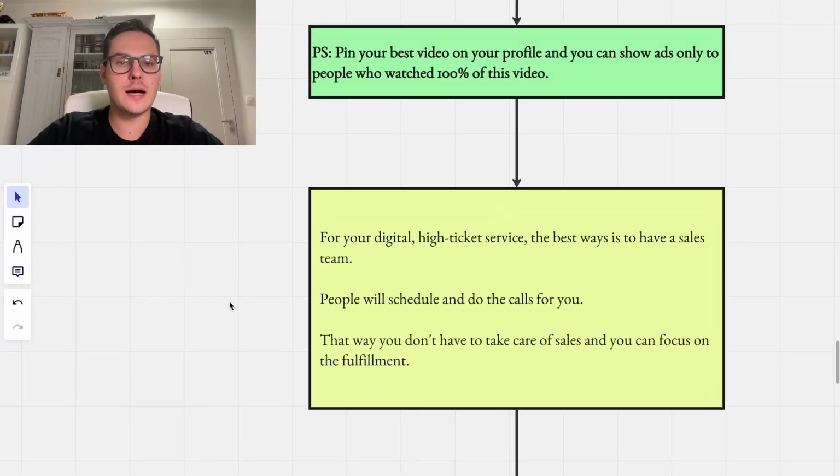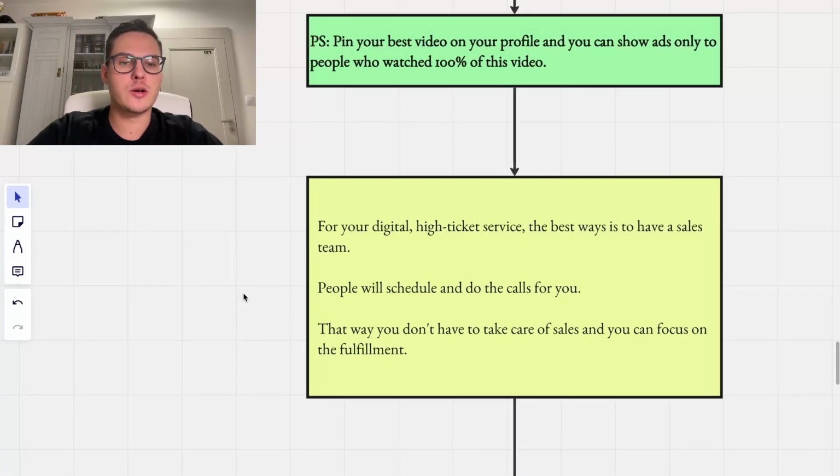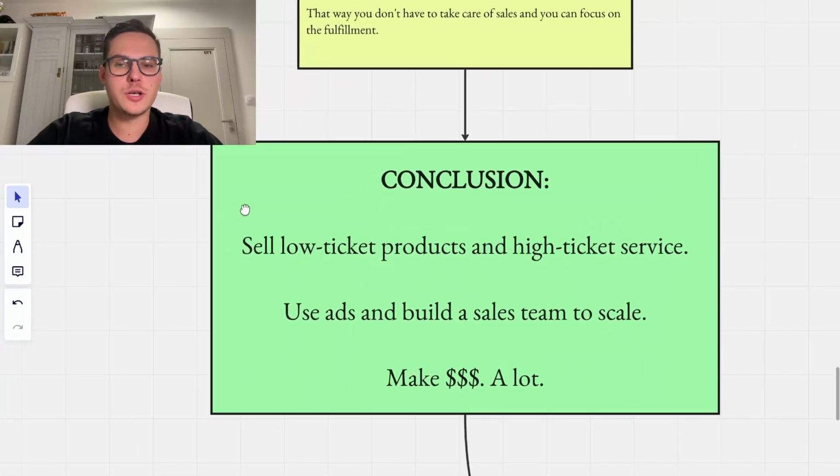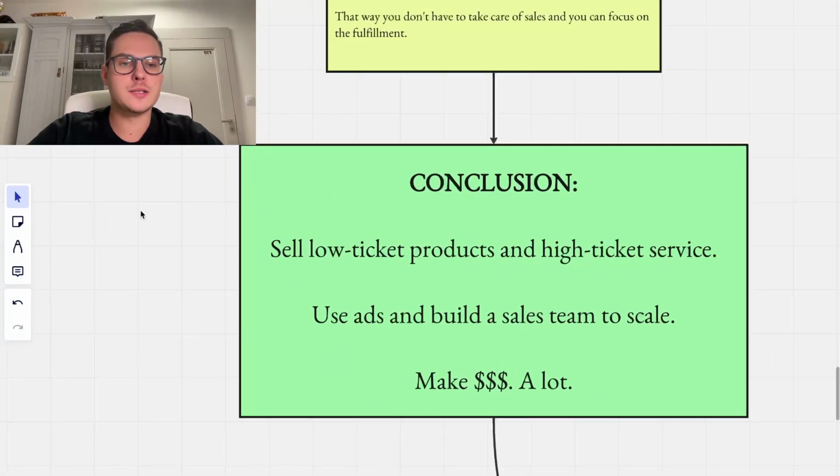And for your digital high-ticket service, the best way is to have a sales team. People will schedule and do the calls for you, so that way you don't have to take care of sales and you can focus just on the fulfillment. So in conclusion, you want to sell low-ticket products and a high-ticket service, use ads and build a sales team to scale, make money, a lot of money.